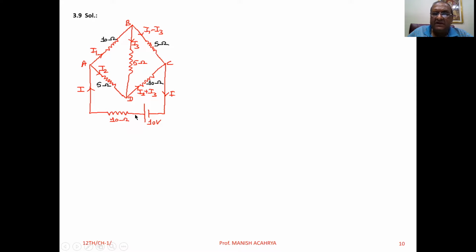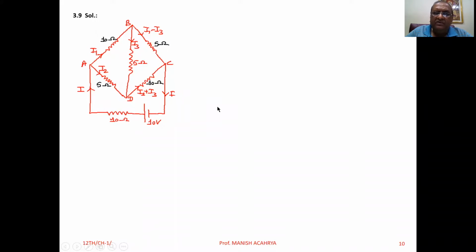Now suppose the current drawn from the battery of 10 volt is I ampere. When it enters this junction A, it is divided into two parts: current I1 in the branch AB and current I2 in branch AD. Now, from B, suppose I3 current is in the branch BD, then in BC, I1 minus I3 current will flow. Now, I2 current enters D, and this I3 current enters D, and when both leave D, then the DC branch will give you the current I2 plus I3. And finally, when I1 minus I3 enters C and I2 plus I3 enters C, and when they leave, here we'll get the resultant current I.